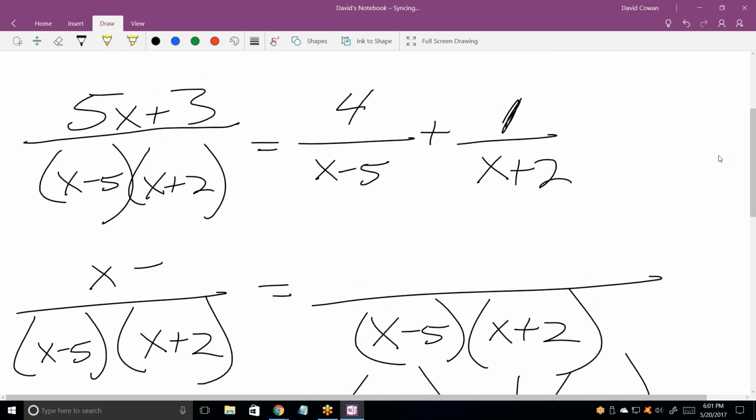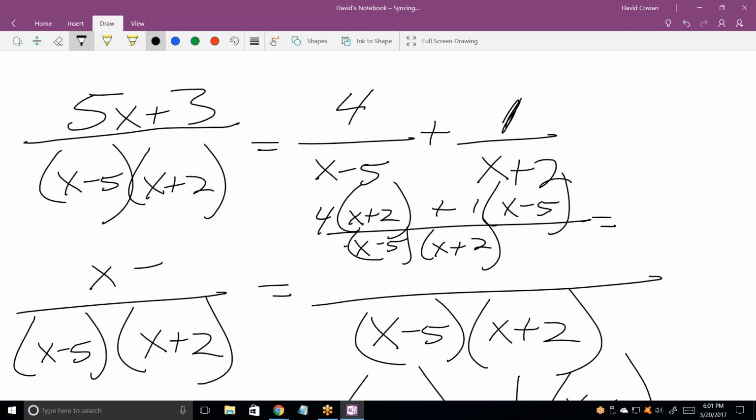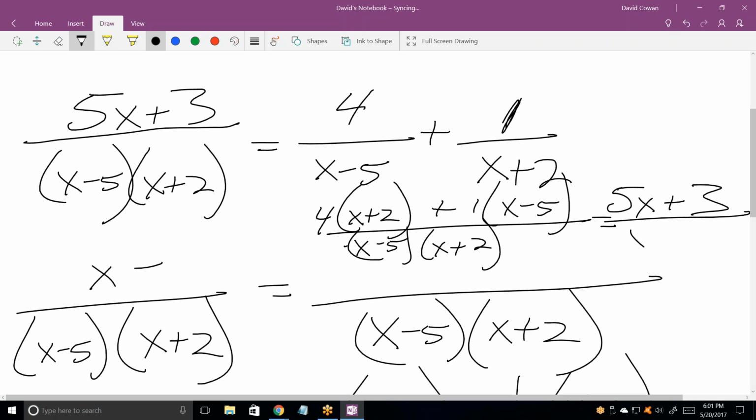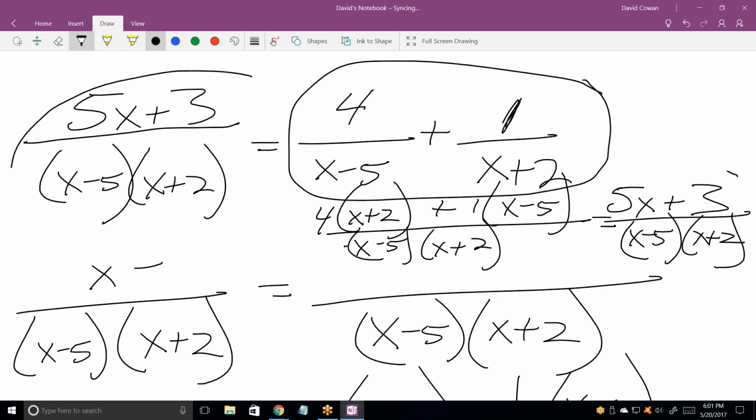Well, how do I add that back together? I have a common denominator of (x - 5)(x + 2). This numerator is 4 times (x + 2). This numerator is 1 times (x - 5). If I simplify the numerators, I have 5x + 3 all over (x - 5)(x + 2). So indeed, that is the decomposition of that.